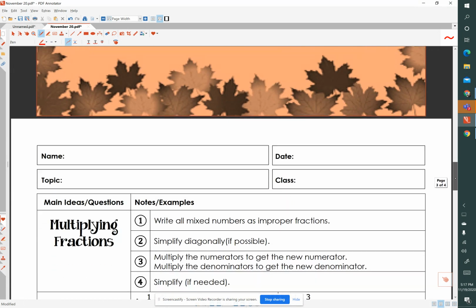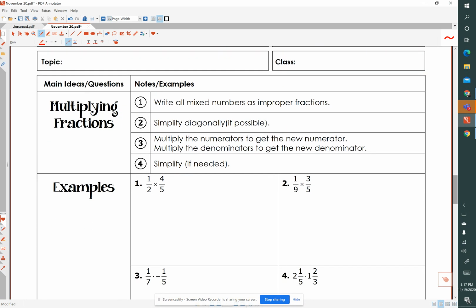So let's get started. Our topic today is a review. We're going to multiply and divide fractions.